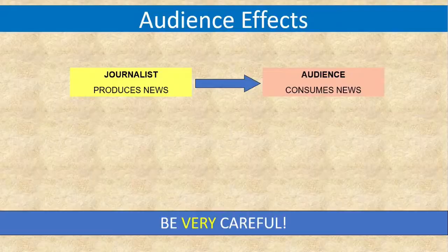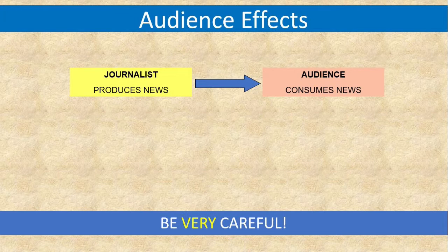Now the key point here, please don't assume that just because there's an article or a book or a film that says a certain thing that people automatically believe it. Please don't assume that that's true. It might be true, but don't assume that it's true. So think about that simple relationship that I've got up there on the screen on slide 49. The journalist produces the news, and then the audience consumes the news. Okay, so what is the effect of that news, that information that goes into the audience's brain?